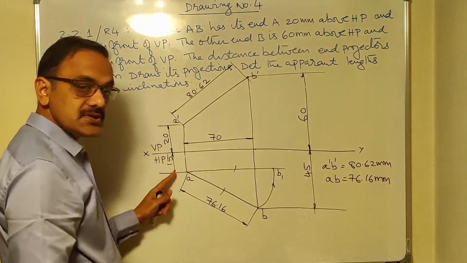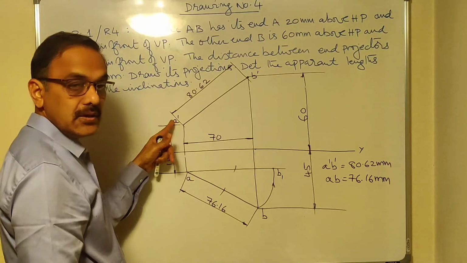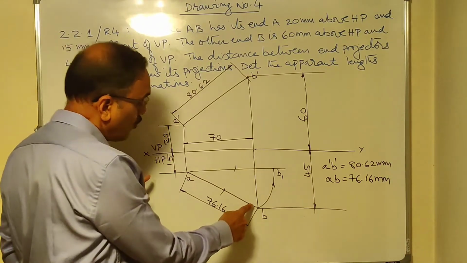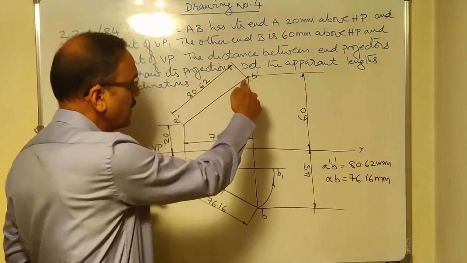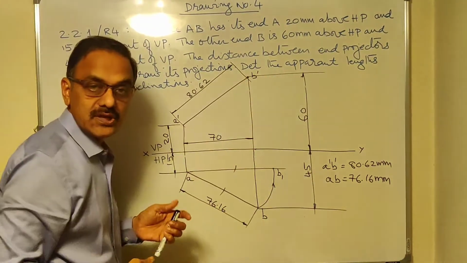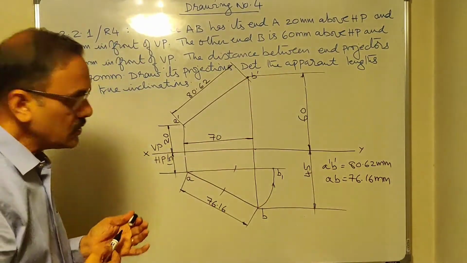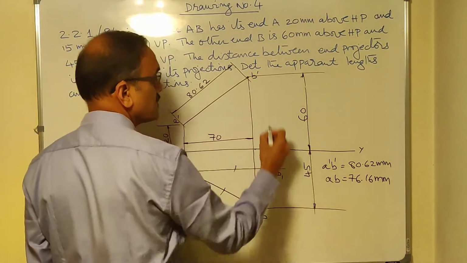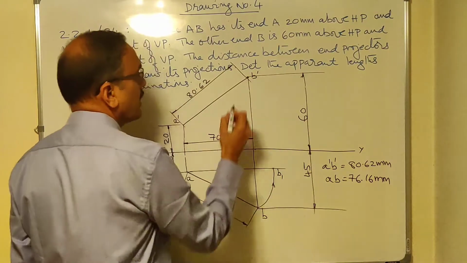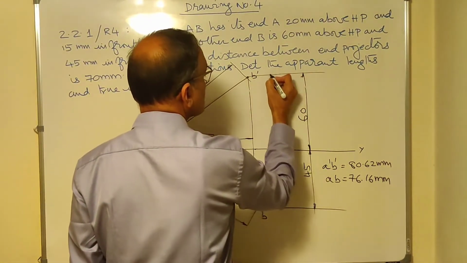I didn't disturb the position of A, so A dash will remain there only. I have moved B to a new location B1. So correspondingly, B dash also will move to a new location in the front view. So where does it move? I can find it by drawing a projector from B1. I can call this line the locus of B.